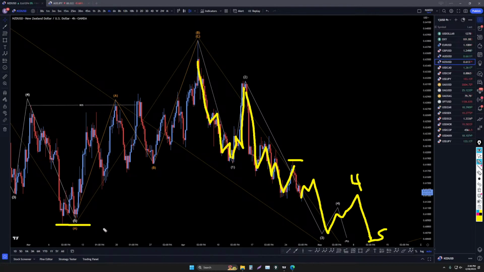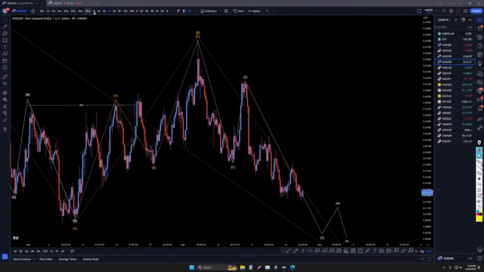Probably take out this low, and then probably after we take out that low will probably be about when we end that wave C of wave B. So just like the Aussie, I'm just going to continue to look for shorts in a downtrend on these sort of time frames.